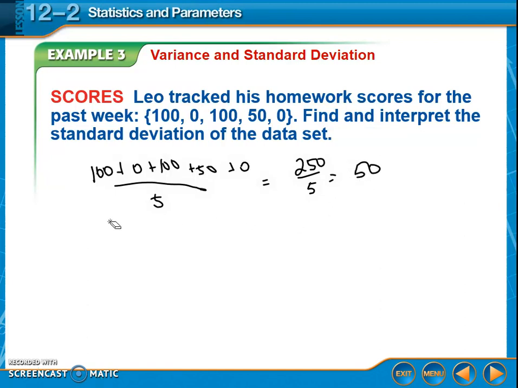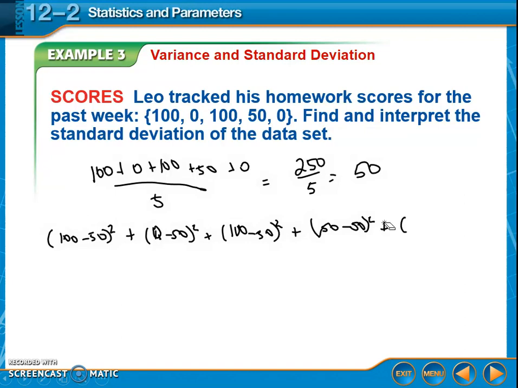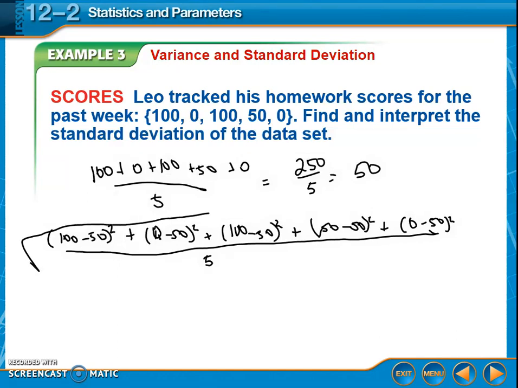So we want to find the standard deviation. We're going to take each of those numbers and subtract. We're going to do that number minus 50 and square it. So 100 minus 50 squared. And then I'm going to add it to the next one. 0 minus 50 squared. And then the next one, 100 minus 50 squared. And then 50 minus 50 squared. And 0 minus 50 squared. And I'm going to divide this by the total I have, which is 5. And then the last thing I'm going to do is take the square root.